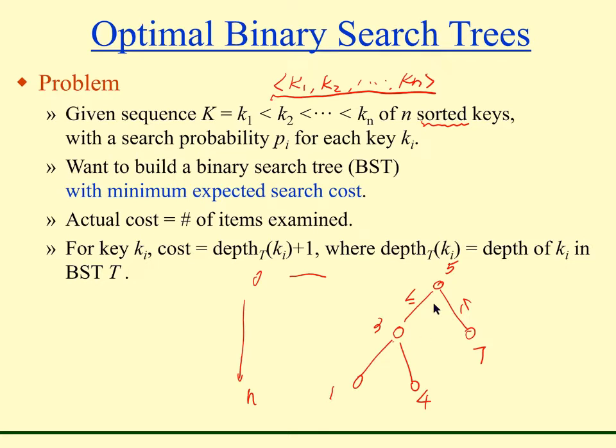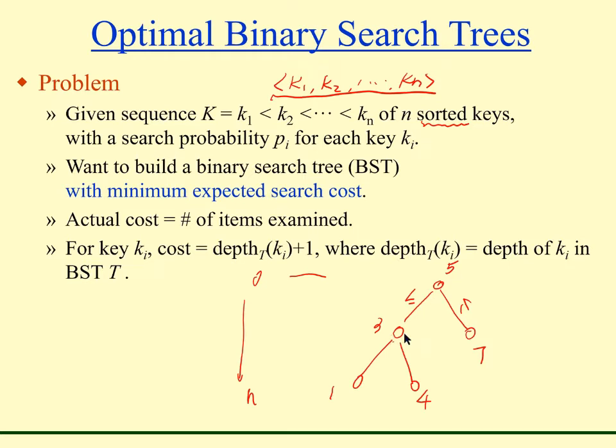Okay, so we want to build a binary search tree, or in short just called BST, with the minimum expected search cost. So this means consider all the queries. What is the minimum average search cost? Expected means the mean value. That means the average. What's the mean value for this one?